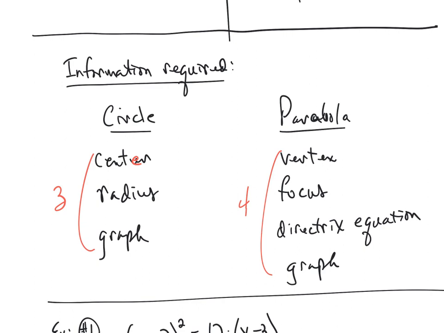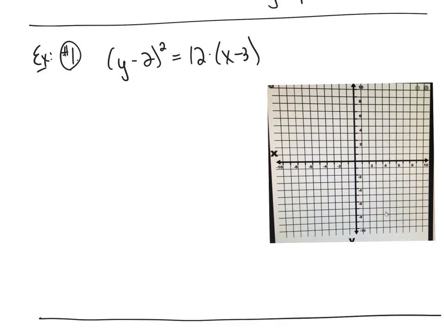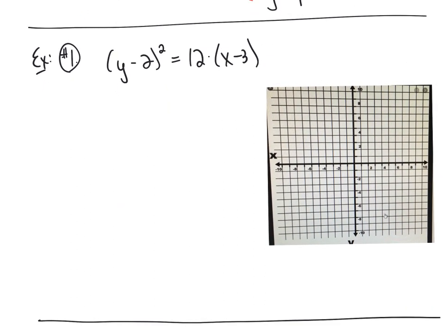Okay? So let's actually get into a couple and see how we can graph parabolas using this new collection of points idea. All right, so here's the first example. The equation is y minus 2 quantity squared is equal to 12 times x minus 3. Now the first thing I'm going to ask you to do is find the location of the vertex. Again, go back up to your notes. The vertex is going to be h comma k.